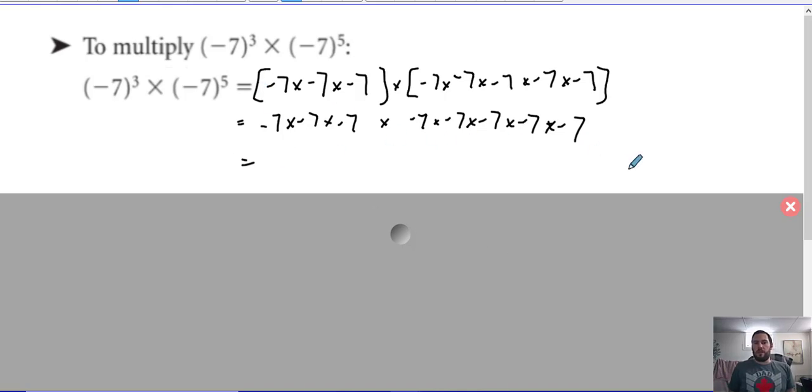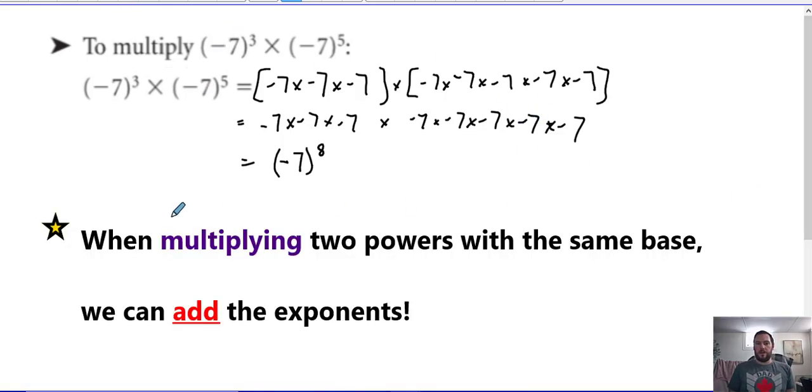And if we think about this as one big string of multiplications, notice we have 1, 2, 3, 4, 5, 6, 7, 8 of them. So these can be brought together as negative 7, and again, I want to make sure that the negative is the base because it is getting repeated, so that's to the power 8. And in general, this is true. If I have two powers with the same base, so in this case, both of them had the base negative 7, if we multiply those two powers, we can simply add the exponents because this is telling me how many I have.